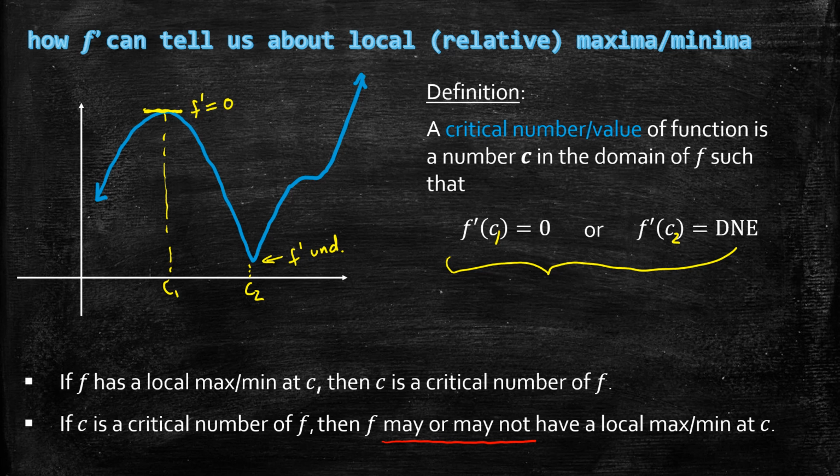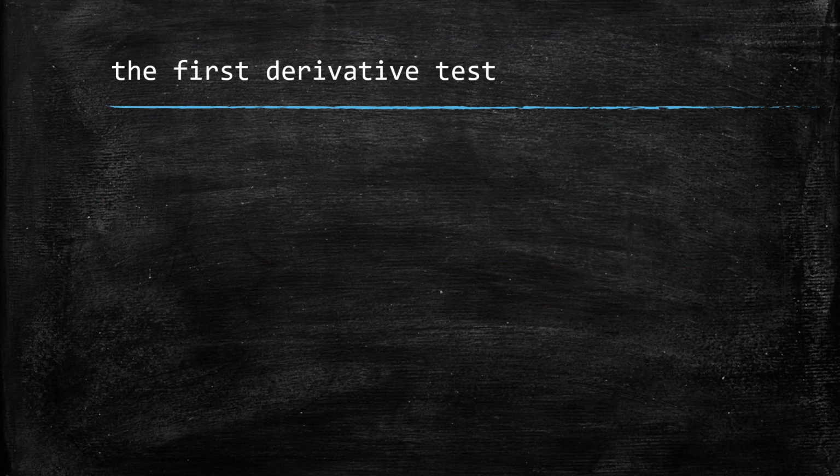Well, clearly for c1 and c2 it is true, but let's have a look over here. Call this c3. Clearly f prime of c3 equals 0. So c3 is a critical value, but it is neither a relative max nor min. So now we need a way to determine, once we get the critical values of a function, whether they are local max, mins, or neithers.